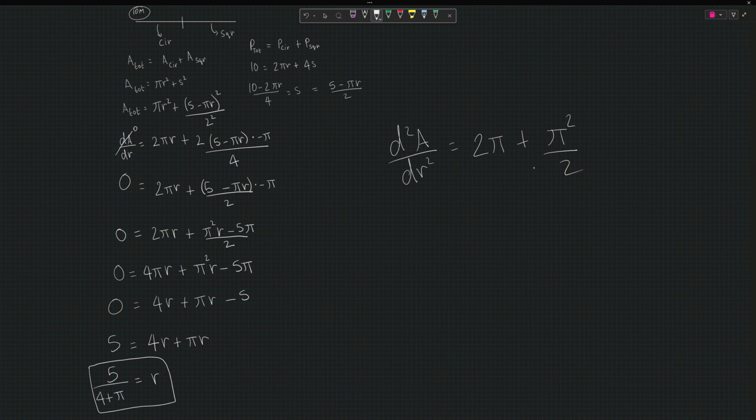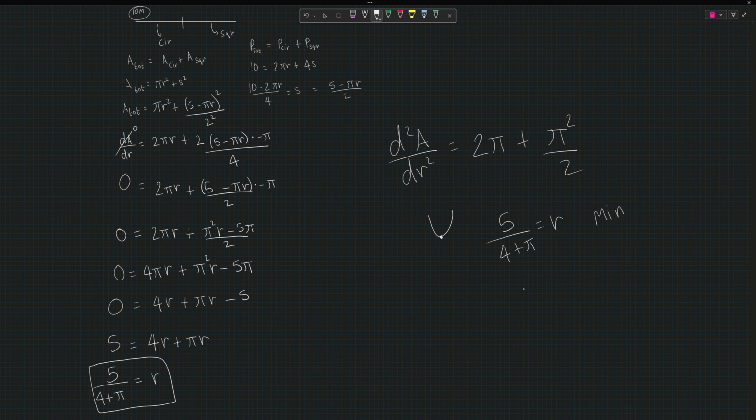Alright. Now, no matter what r is, this whole equation will evaluate to a positive number, meaning that the critical point would be at a location which is concave up. So we just found a minimum. We just identified a minimum in a concave up curve. So r equals 5 over 4 plus pi gives us a minimum for our area.